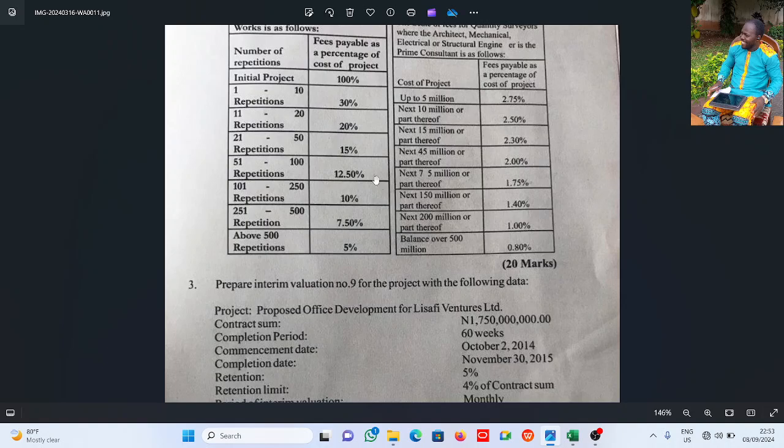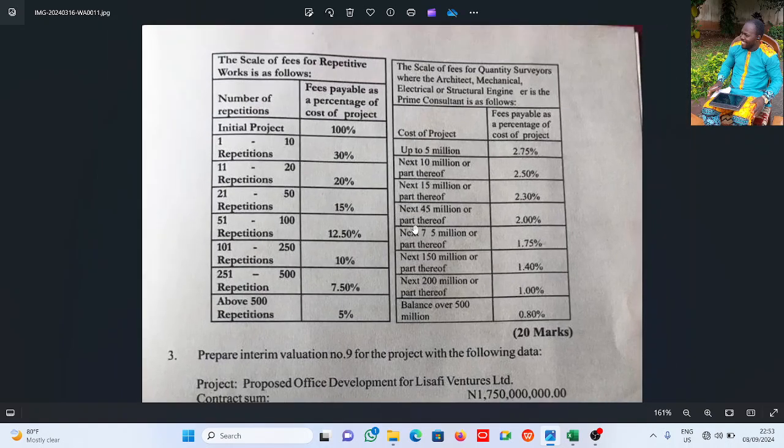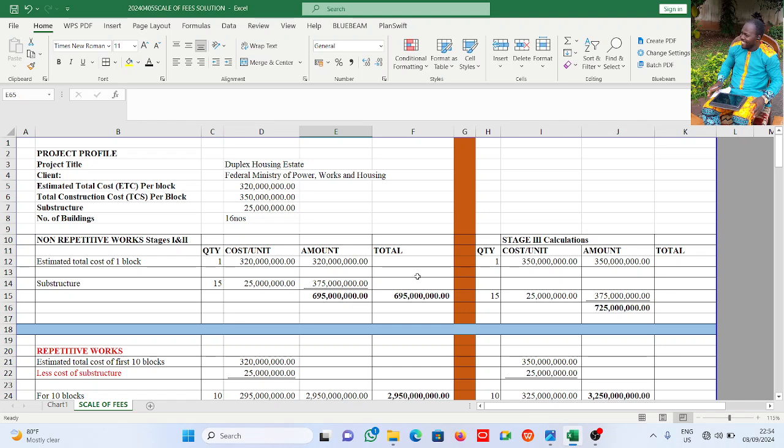Alright, so this is the scale of fee based on the 1996 construction industry scale of fees for professionals. A scale of fee basically is a standardized structure of charges for services provided by professionals in the construction industry, for architects, for engineers, for quant surveyors, as long as they are professionals in the construction industry. That is what a scale of fee is.